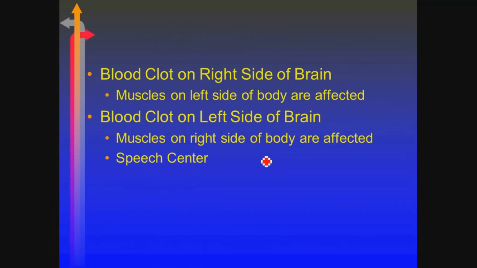It's opposite of each other because of the, I forget the name of the chiasm in your brain, where the right feeds the left and the left feeds the right. So if you have a right-sided clot, you're going to have a left-sided paralysis in the process.